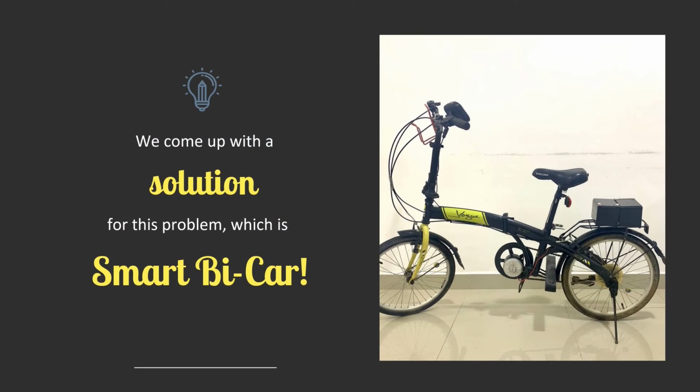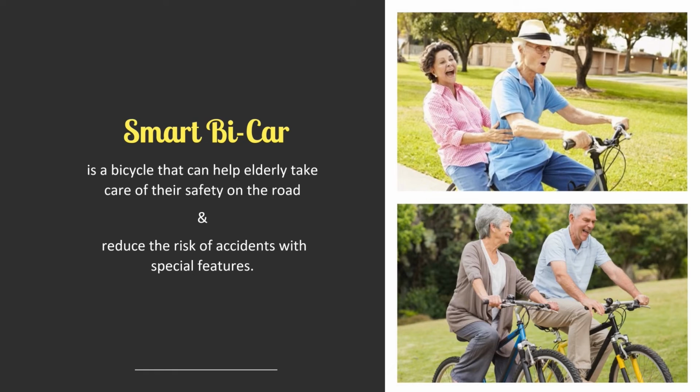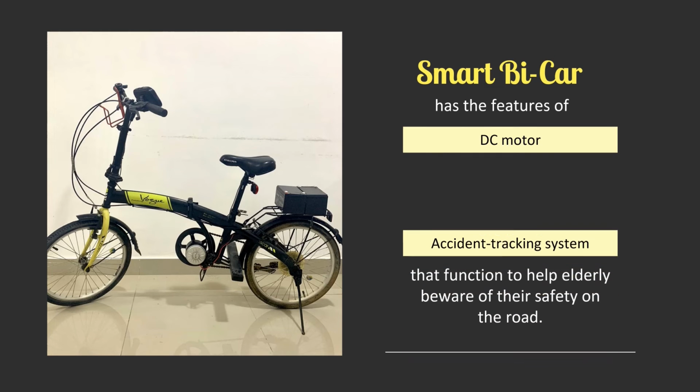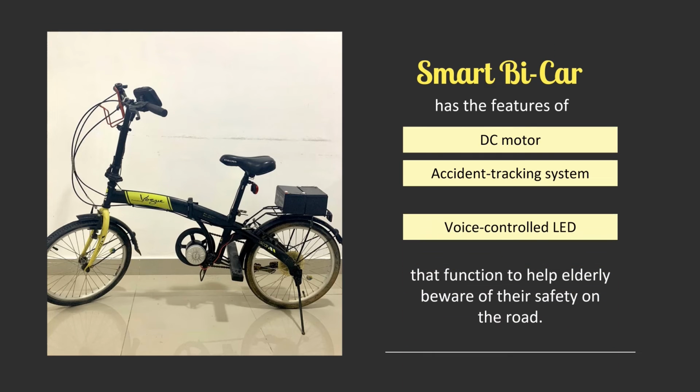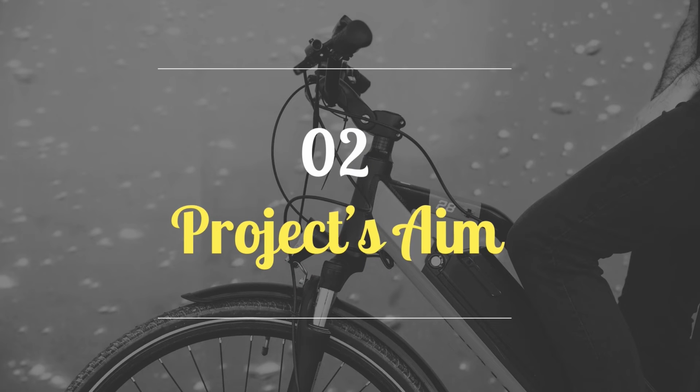Thus, we came up with a solution for this problem, which is Smart Bike Car. Smart Bike Car is a bicycle that can help the elderly take care of their safety on the road and reduce the risk of accidents with special features. Smart Bike Car has the features of a DC motor, accident detection system, voice control LED, and speedometer that function to help the elderly be aware of their safety on the road.